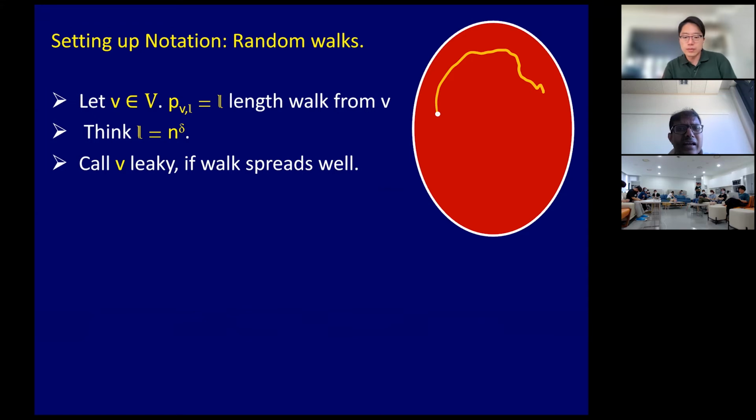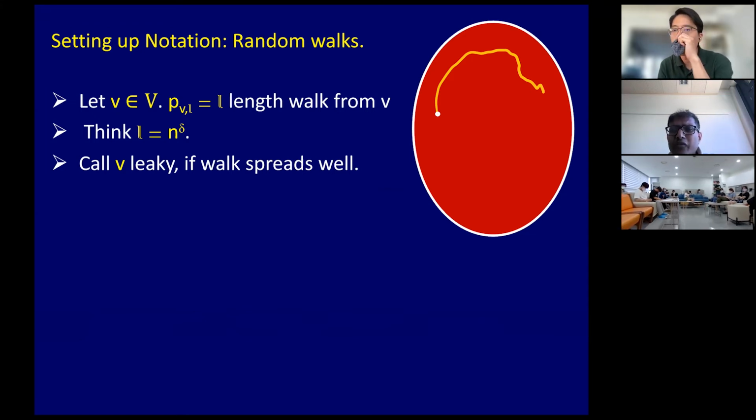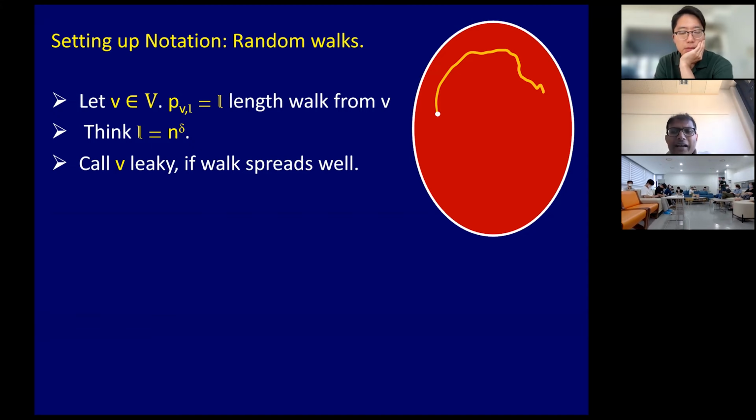And I call a vertex V leaky if the random walk from this vertex spreads very well. That is, if the 2 norm of this distribution P_V^L is small, at most L to the minus 10. I call such a vertex leaky. So why are leaky vertices useful? Think about expander graphs. Every single vertex is leaky, because the 2 norm squared of a logarithmic length walk from the start vertex V, for every single V, is 1 over n. So the 2 norm squared shrinks. Such vertices, I call them leaky.